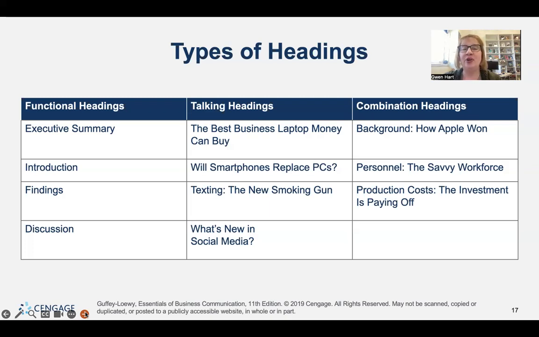And then there can be more informal headings. So instead of introduction, will smartphones replace PCs? They kind of already have. I think that's a moot point. But if you had a question like, what causes nurse burnout? Or under findings, burnout: how to prevent it and reduce it, something like that, right? Those things could help you set the topic really quickly. And then on the far right side, these combination headings have both the more functional piece, like background, colon, and then the more conversational piece, like how Apple won.